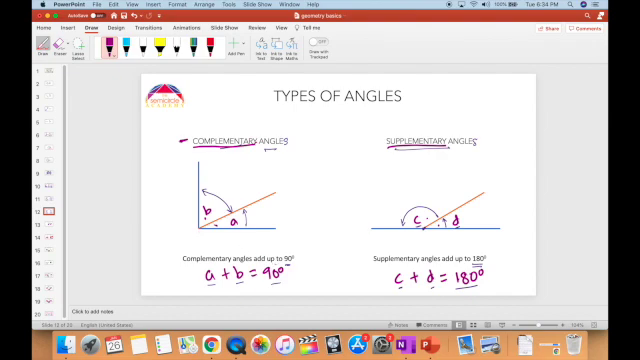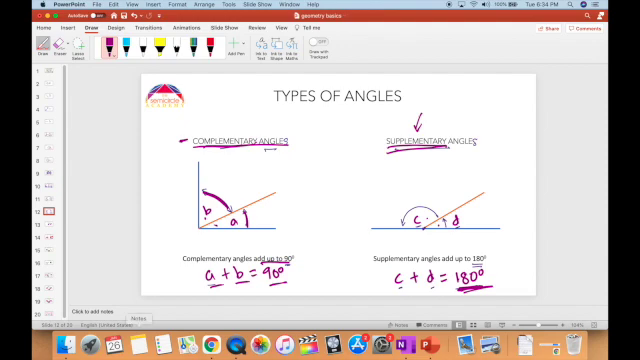Complementary angles are angles that add up to 90 degrees. So you see A and B. And if I take A plus B, I get 90 degrees. So that means that A and B are complementary angles. Supplementary angles are angles that add up to 180 degrees. So you see C and D, if I add them and I get 180, they are supplementary. So everybody understands the difference between complementary angles and supplementary angles? Yes, sir. Alright, I hope so.